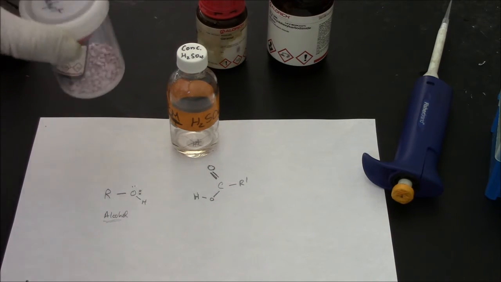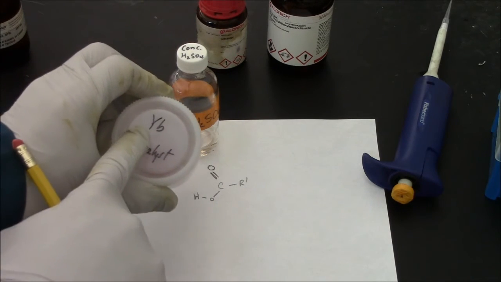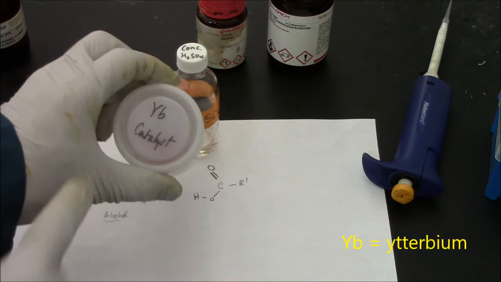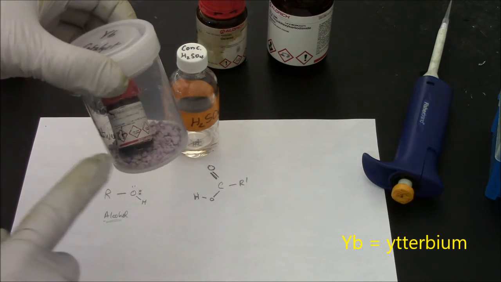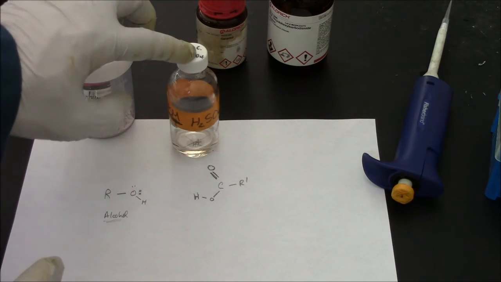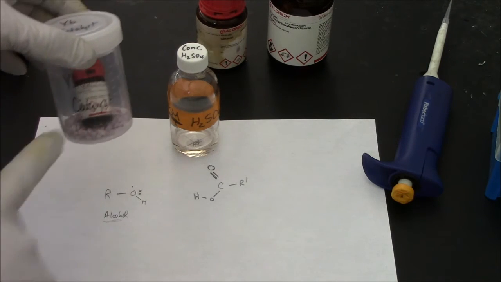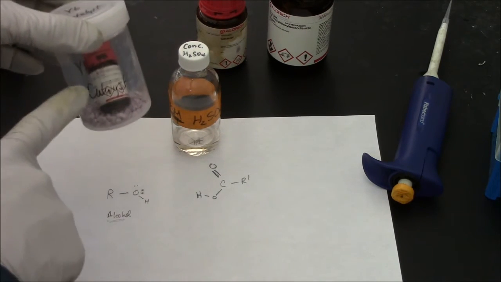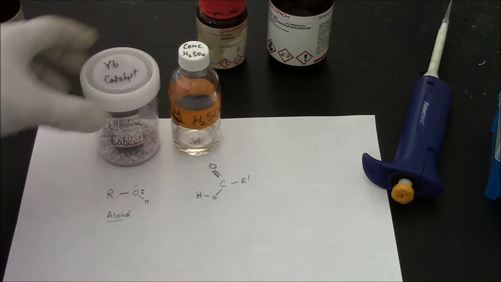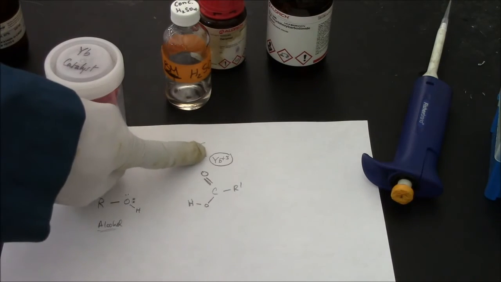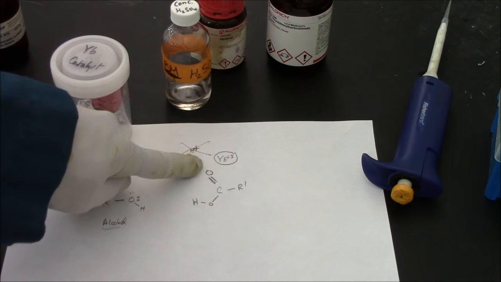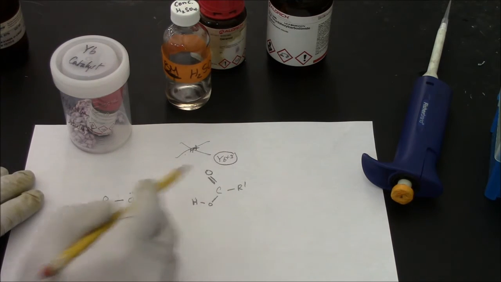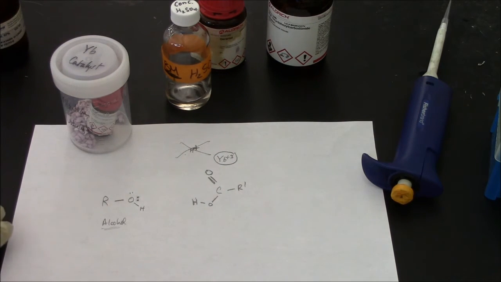So this is one catalyst that we have. It's based on the metal ytterbium, and this has been used in published papers as an alternative to the strong acid catalyst. So it may be that you can get this reaction to go with a different type of catalyst. The ytterbium ion can act as a Lewis acid, accepting lone pairs and polarizing the electrophile.